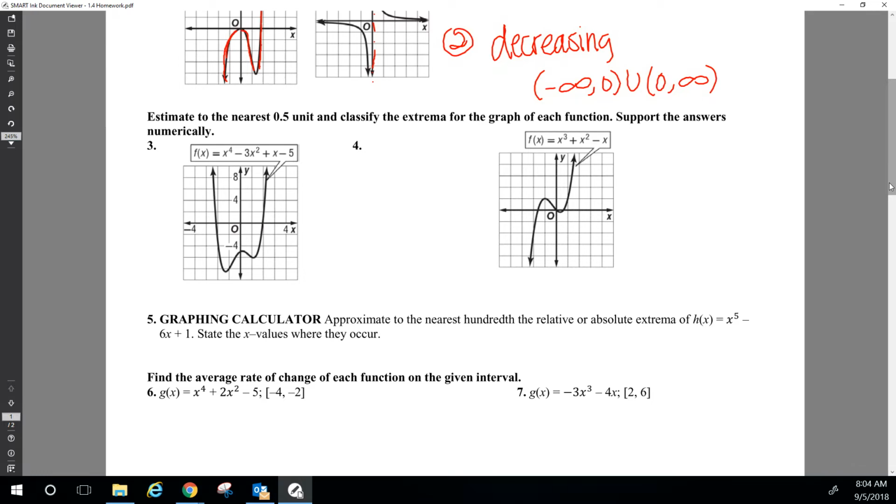So if we are looking for a maximum for number 3, I don't have an absolute max because it goes on to infinity. I do have a local maximum. And that's down here, where I've got that little hill. So that would be a local max value. Remember, the value is always your y value, and that would be roughly negative 4.5. And that's when x equals 0.